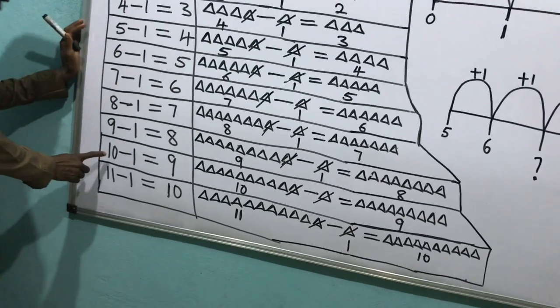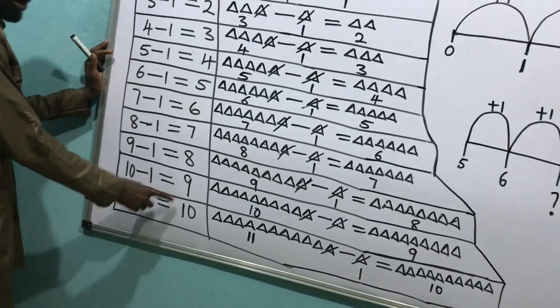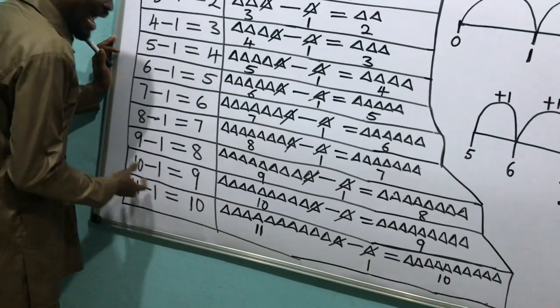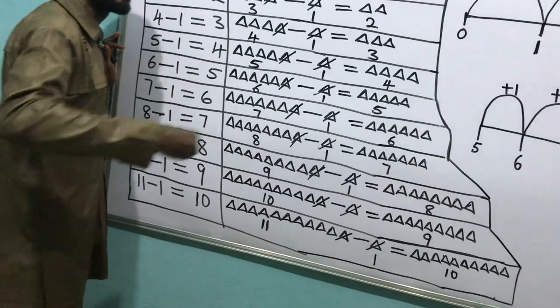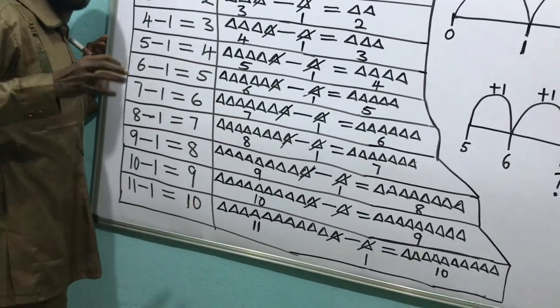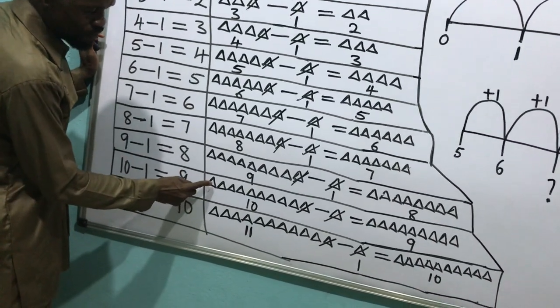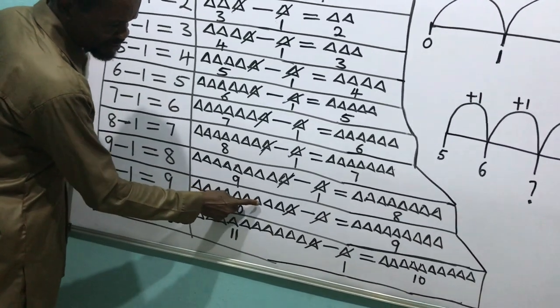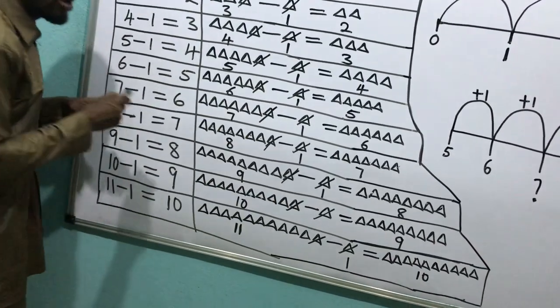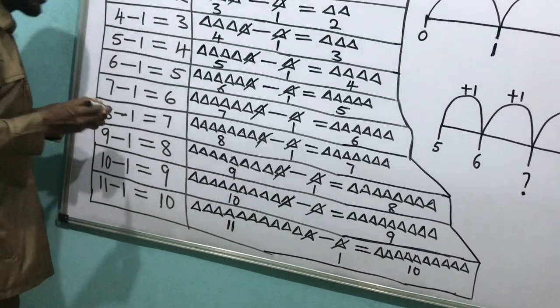8. Then I come to what? 10 minus 1 will give me 9. That means I have 10 triangles and 1 was removed from the 10 triangles. What will be left in my hand is what? 9. Can we count it here? I have 1, 2, 3, 4, 5, 6, 7, 8, 9, 10 triangles, and this one was removed from those triangles.